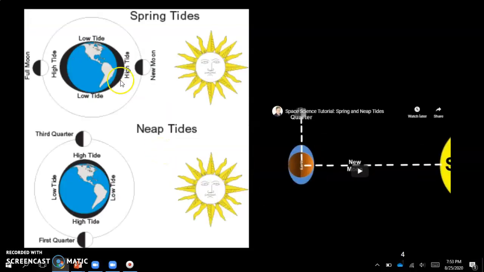Okay. And then this is just showing kind of the same thing. So during our spring tide, our moon is aligned with the earth and the sun. So we've got that higher gravitational force at work. And then during a neap tide, we have it perpendicular, so you won't notice as much of a difference between the tides.